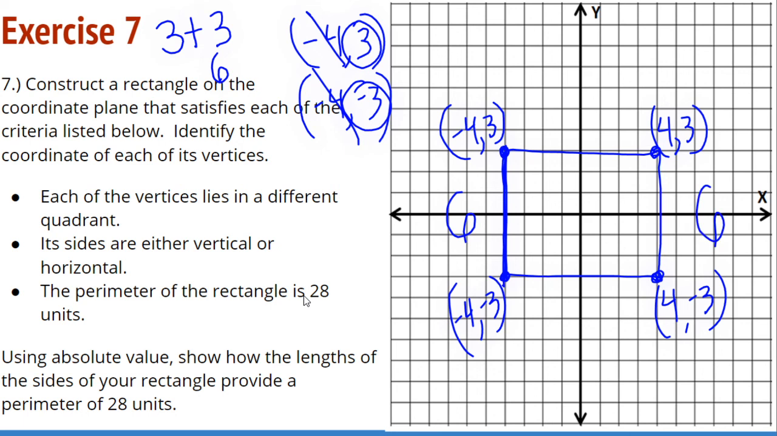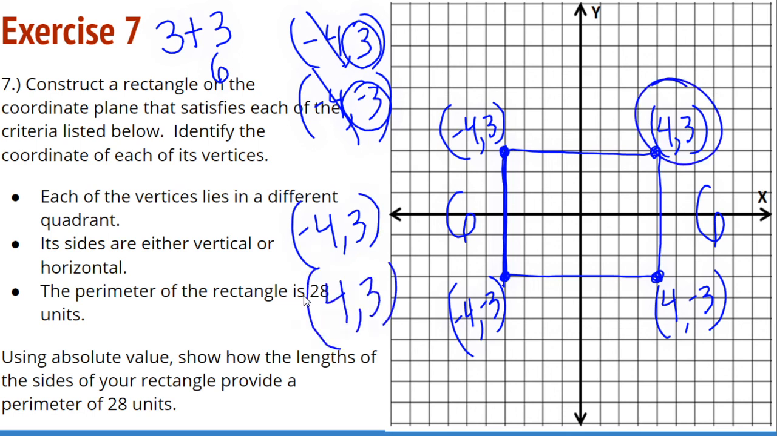I've got negative 4, 3, and I've got 4, 3. These are the same, which means I have a horizontal line. These are opposite signs, negative and positive, so they're across an axis, so I can take the absolute value of negative 4, which is 4, and add it to the absolute value of 4, which is 4, which gives me a length of 8, and because it is a rectangle, the other side is also a length of 8. And 8 plus 8 plus 6 plus 6 is 28.